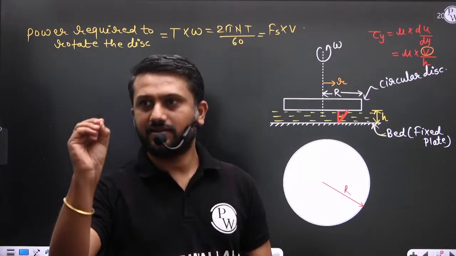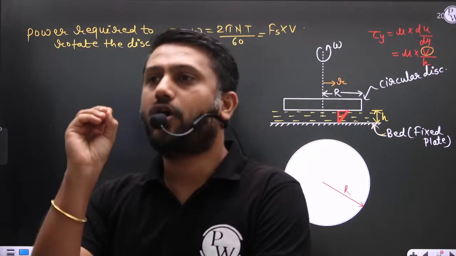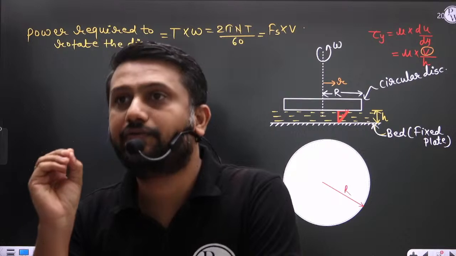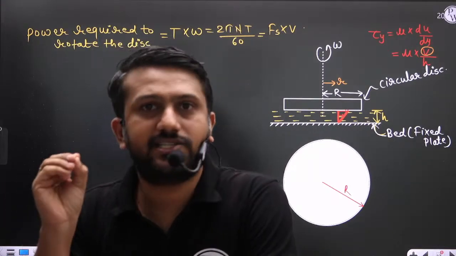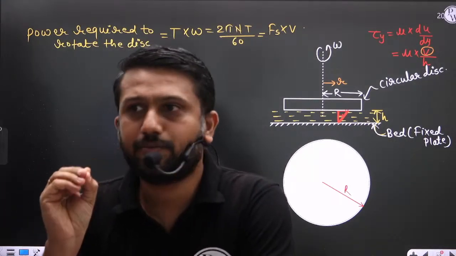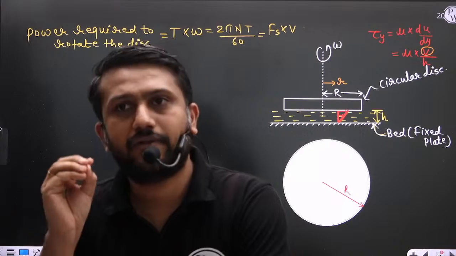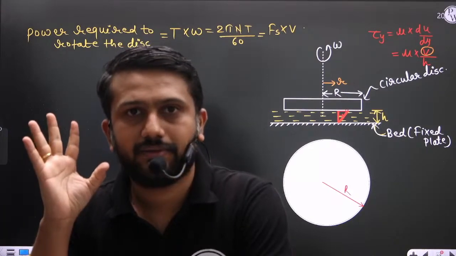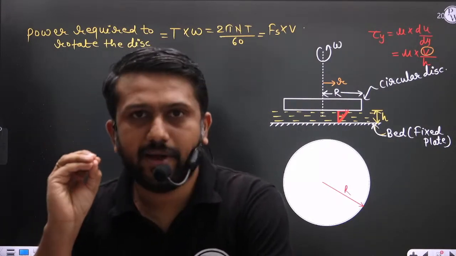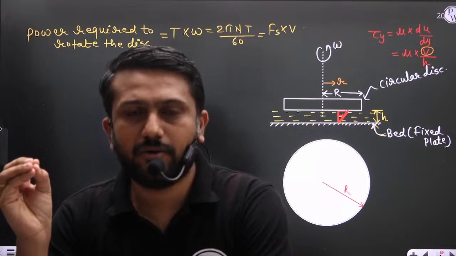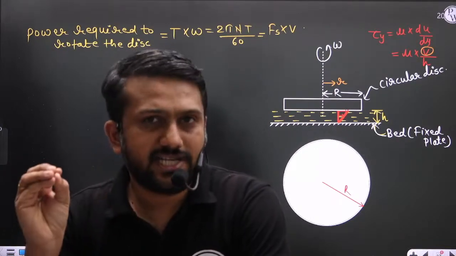So beta, first find out the small elemental shear force, and once you know the small elemental shear force, then perform integration. Are you getting my point? Why is integration performed here?